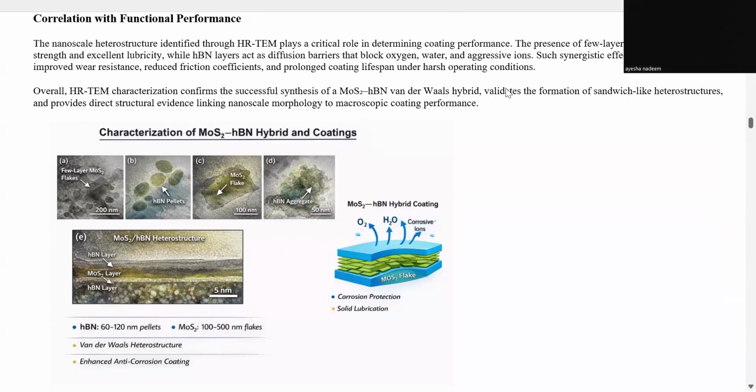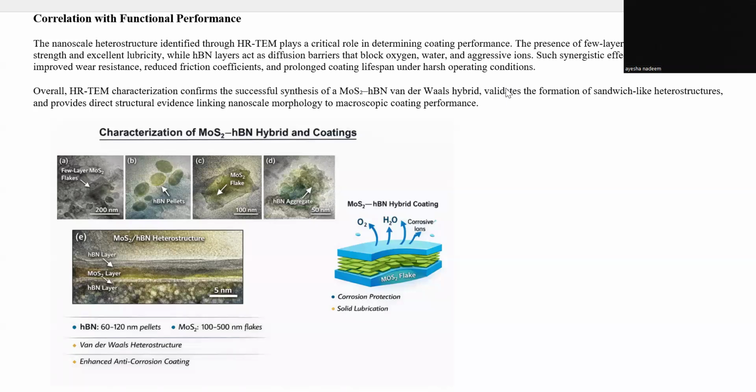In figure A, it shows a few layers of molybdenum disulfide flakes at 200 nanometers, while B shows hBN pellets, and figure C shows molybdenum disulfide flakes at 100 nanometers. Then figure D shows hBN aggregates at 50 nanometers.